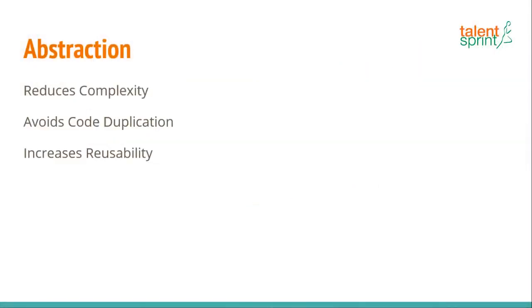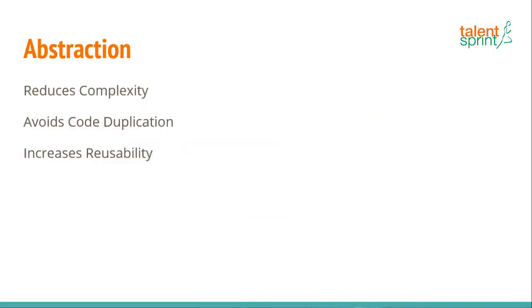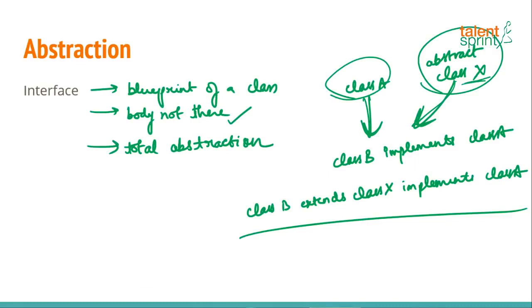Before that, abstraction reduces complexity in the program. It avoids code duplication, because the code that you would have written here in class X can be reused here. You don't have to write it again in class B. So it helps avoid code duplication and increases reusability. The code in this interface class A can be reused again and again. Multiple classes can implement this class A interface.